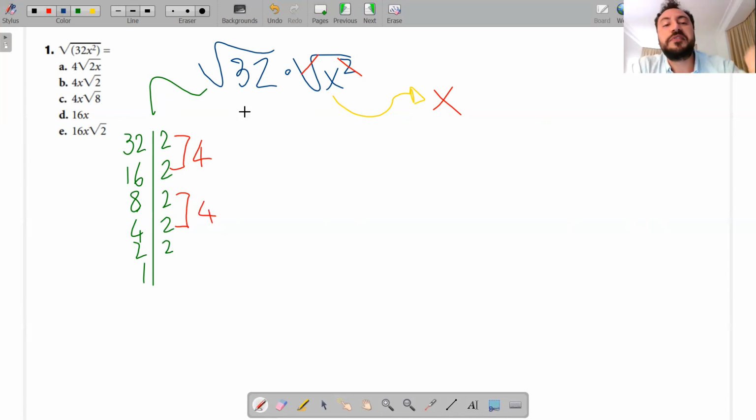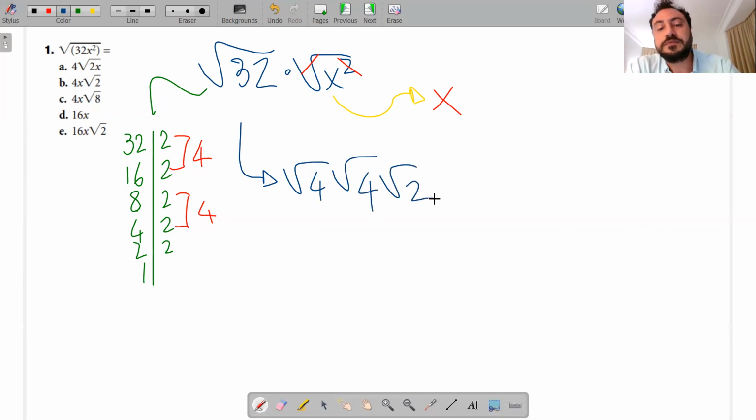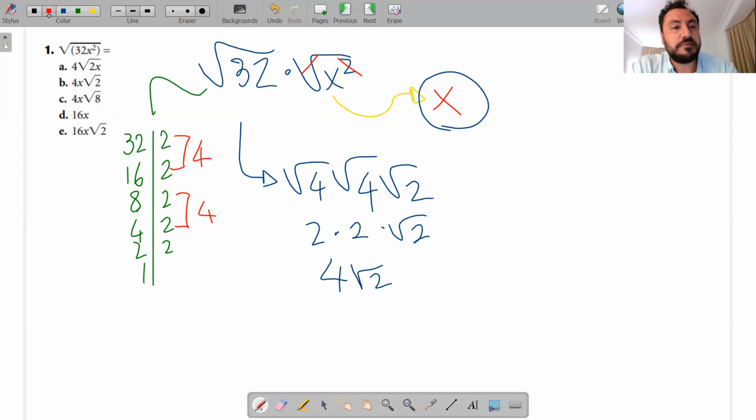So I could rewrite these as the square root of 4, then multiplied by the square root of 4, then multiplied by the square root of 2. The square root of 4 and the square root of 4 are 2 and 2. So what I have left is 2 by 2 by the square root of 2, which is 4 square root of 2, times the x that was here, and my final result will be 4x square root of 2.